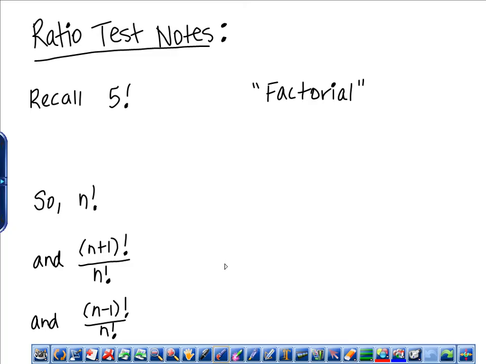Okay, so this is the ratio test notes. You're going to go ahead and take these notes on notebook paper. So if you don't have notebook paper out, go ahead and get that out now. We're going to start with remembering something that you learned last year, factorial.